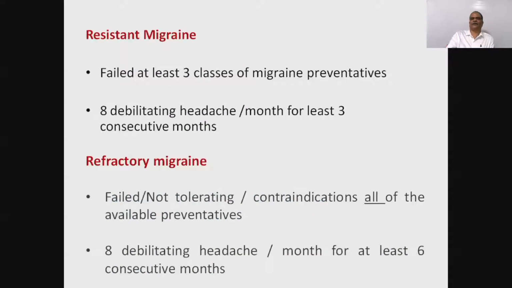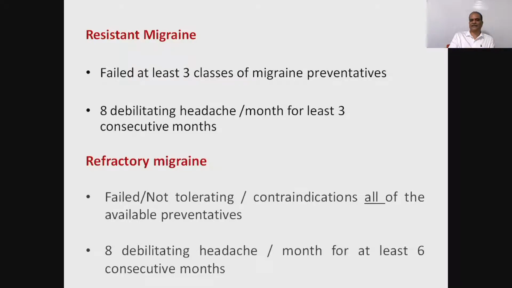Then the other two terminologies you should know. One is called resistant migraine, where the patient has failed at least 3 classes of migraine preventive measures and keeps getting at least 8 debilitating headaches per month for the last 3 months. Then you term it as resistant migraine.